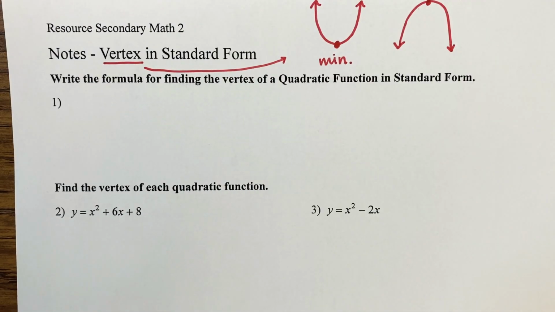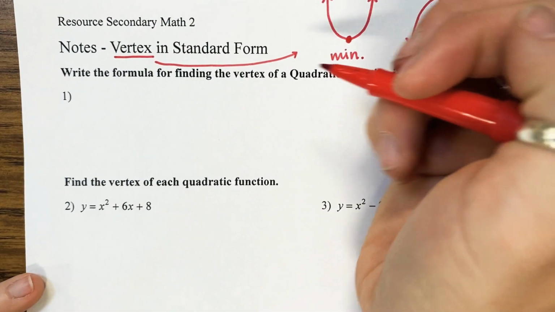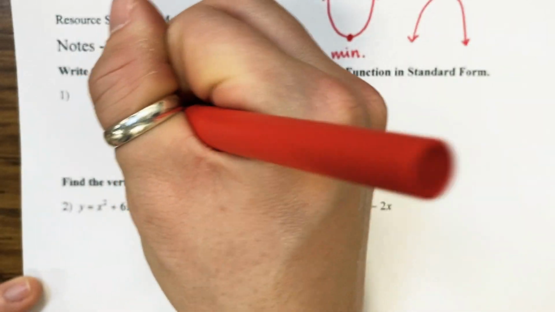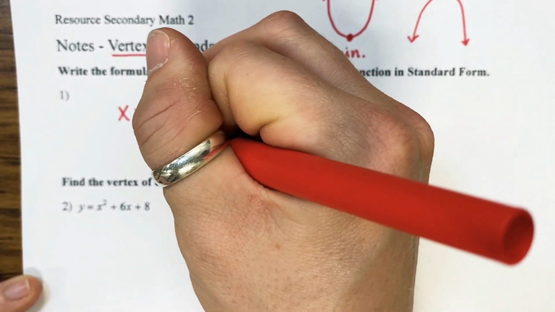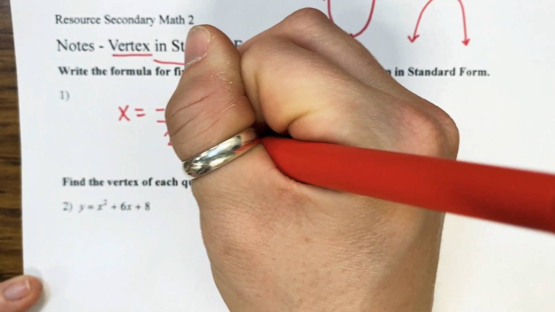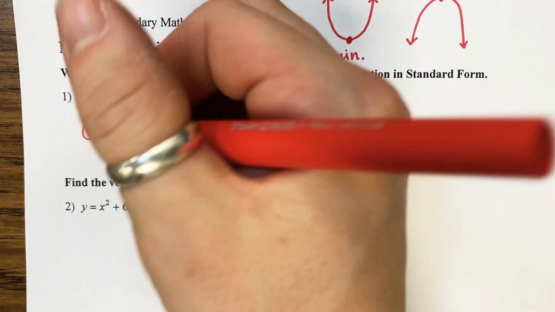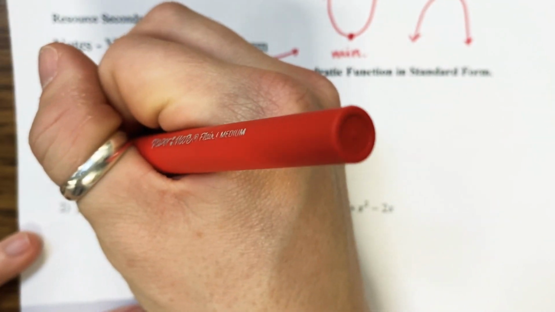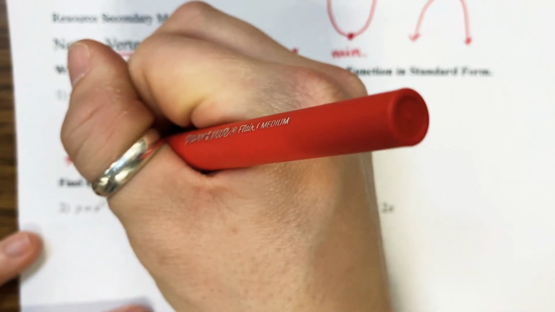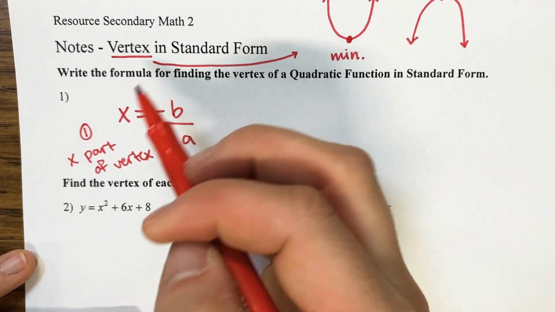Okay. So in order to find the vertex, there are a few formulas we need to write down. Exact same thing from last time. So we're going to write down this formula again. For finding the x part of the vertex, x equals negative b over 2 times a. So our first step is to find the x part of the vertex. Use that formula to find the x part of the vertex. So you're going to want to memorize this baby formula.